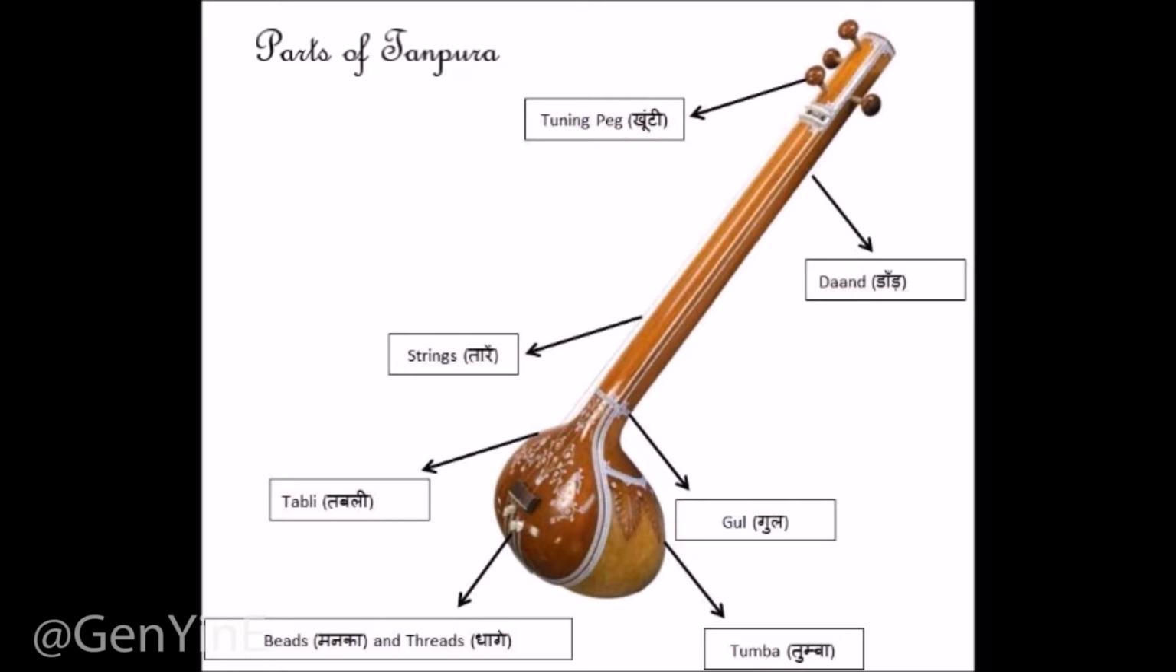the threads are there over the bridge, which are used to increase the vibration of the strings when the strings are plucked. And the tumba is the lower back part of the tanpura, which is a bulged part, and this is made of gold. And the gul is the junction between the lower part of the tanpura and the dand, which is the main body of the tanpura.